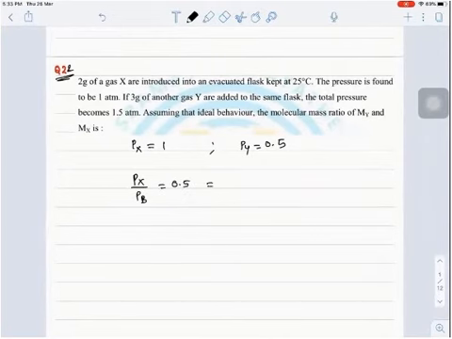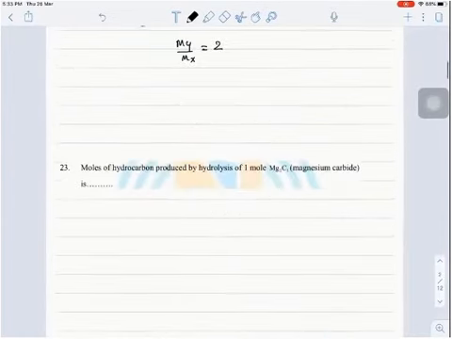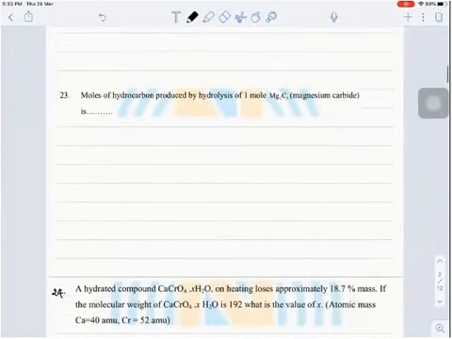0.5. This is equal to what? Weight by molar mass. So 2 by mx, 3 by my. So it is asked to calculate my by mx. So my by mx, from this we will get 2. Okay.